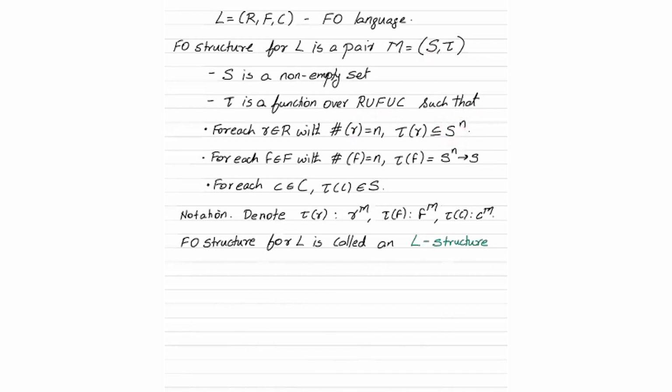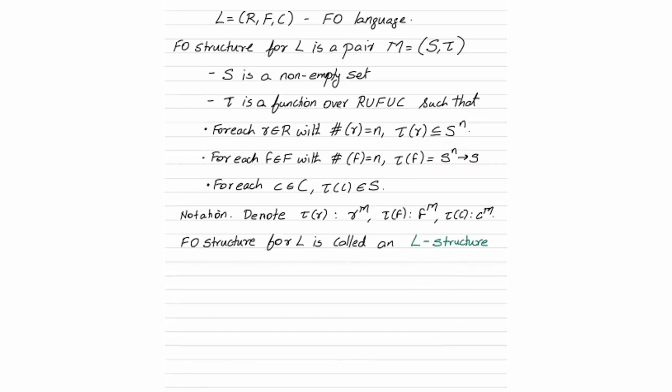n, because that's the arity of the relation. Or if you take a function symbol f with arity n, how do I define the meaning of that function? Well, it has to be a map from S to the n to S. So the function takes n parameters and then returns a value, which is an element of the underlying set.